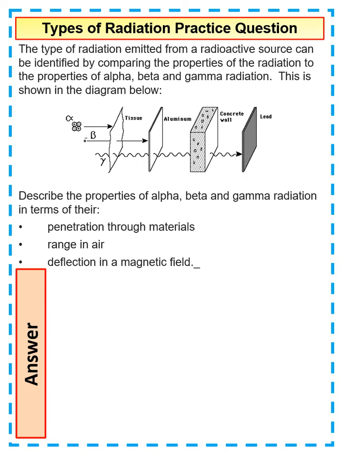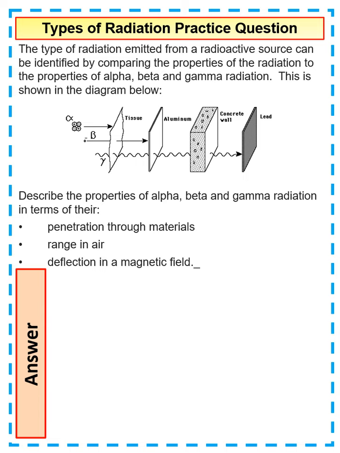This question is on types of radiation. It goes, the type of radiation emitted from a radioactive source can be identified by comparing the properties of the radiation to the properties of alpha, beta and gamma radiation. This is shown in the diagram below.